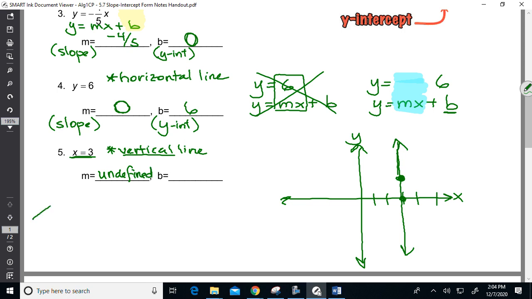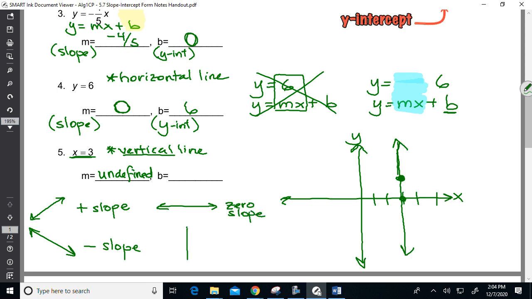Remember, if the line slants up, that's a positive slope. If the line slants down, it's negative slope. If the line is horizontal, that's 0 slope. If the line is vertical, it is undefined slope. So the slope is undefined, and the y-intercept, there is none.